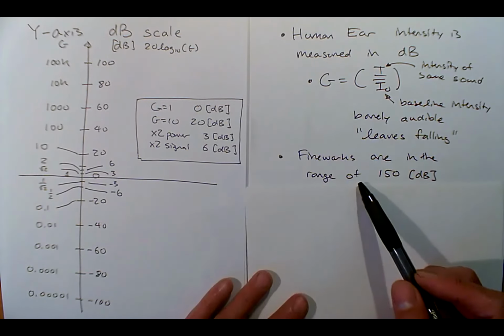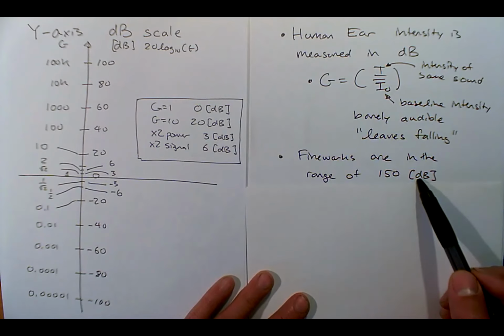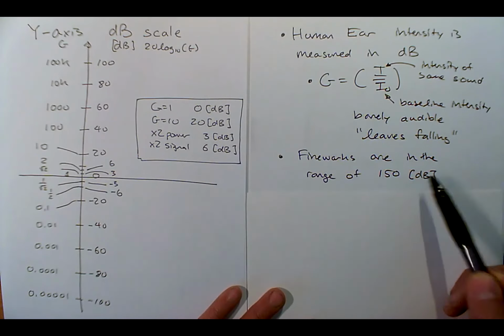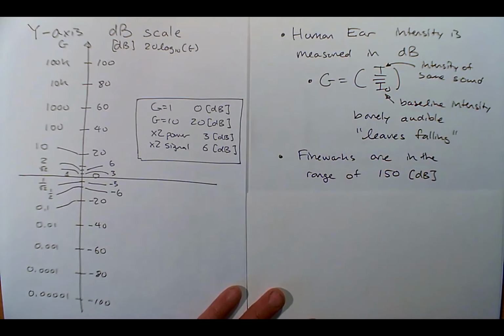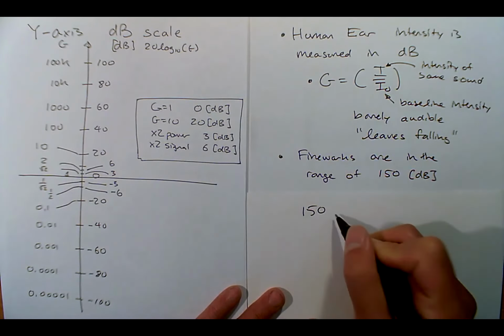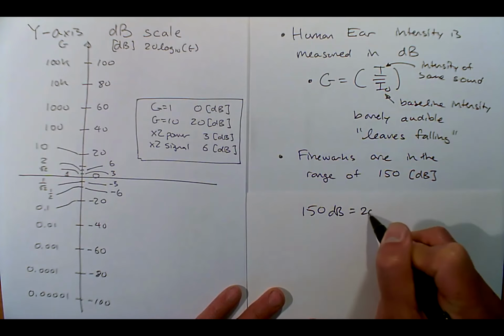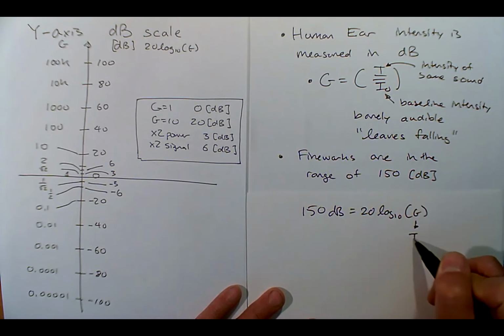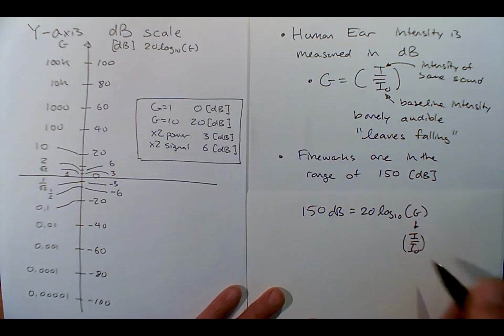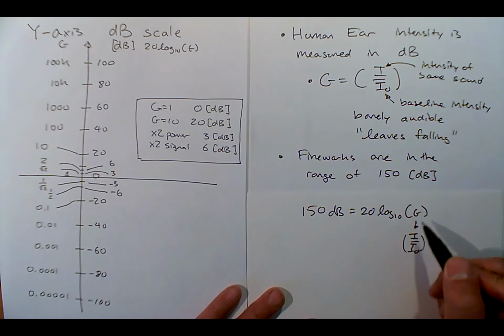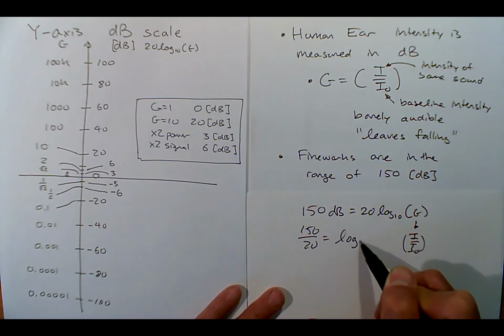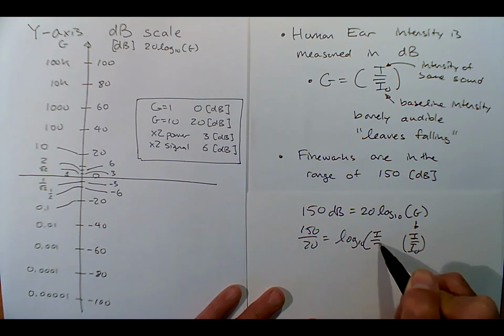So fireworks are in the 150 dB range. Well, what does that mean? How would I solve for the actual gain? I know that on the dB scale this is equal to 20 log base 10 of G, and I know G is I over I naught. So I can take 150 over 20 equals log base 10 of I over I naught.